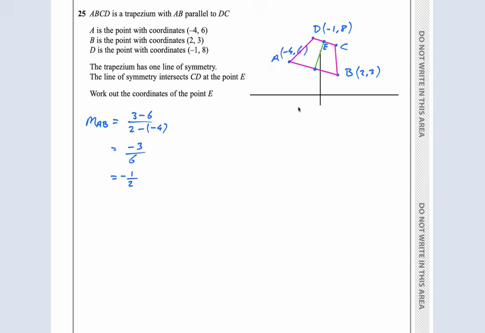Okay, then let's get the perpendicular gradient. The perpendicular gradient, let's just call it m perpendicular, is equal to 2, because it's the negative reciprocal. Flip that upside down, change the sign, and it's 2.